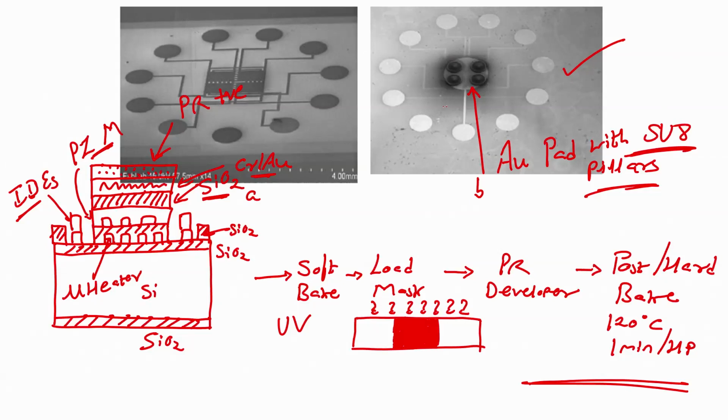So, if you perform this process flow, what are you getting? You are getting a gold pad, this circular gold pad you can see right over here, which is connected here and here, right. And below this gold pad there is an insulating material which is SiO2, below insulating material there is a piezoresistive material, below piezoresistive material there are interdigitated electrodes, below interdigitated electrodes there is another insulating material, below that insulating material there is a micro heater, correct.